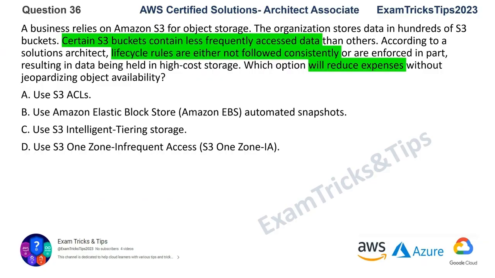A business relies on Amazon S3 for object storage. The organization stores data in hundreds of S3 buckets. Certain S3 buckets contain less frequently accessed data than others. According to a solution architect, lifecycle rules are either not followed consistently or are enforced only in part, resulting in data being held in high cost storage. Which option will reduce expenses without jeopardizing object availability?